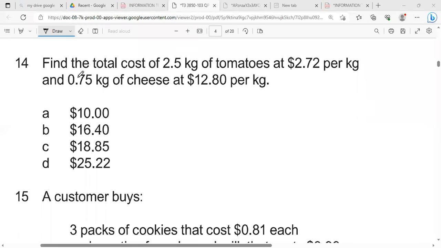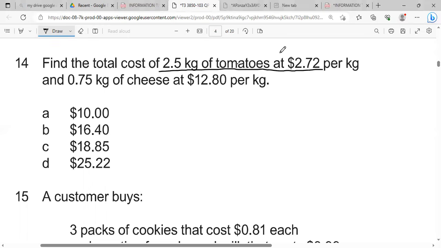All right, so this one, find the total cost of 2.5 kilograms of tomatoes at $2.72 per kilogram and 0.75 kilogram of cheese at $12.80 per kilogram. Let's break it down. So notice that they say the total. So we know we're going to add at some point, but listen to what they say. 2.5 kilograms of tomatoes and the cost is $2.72.